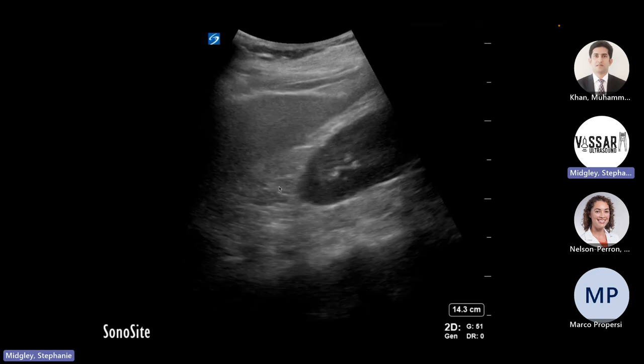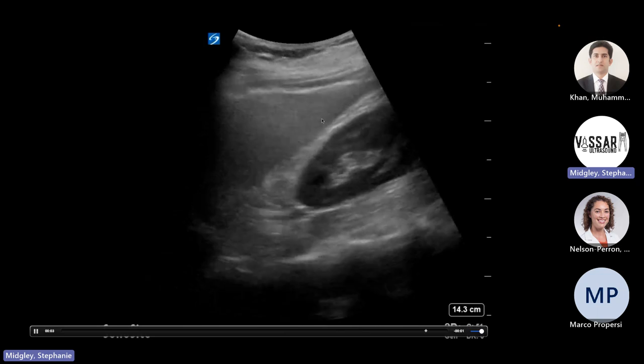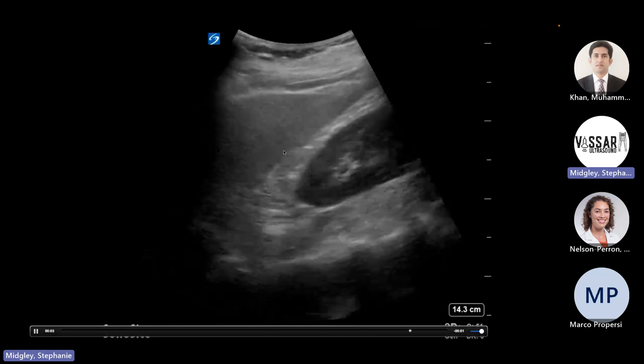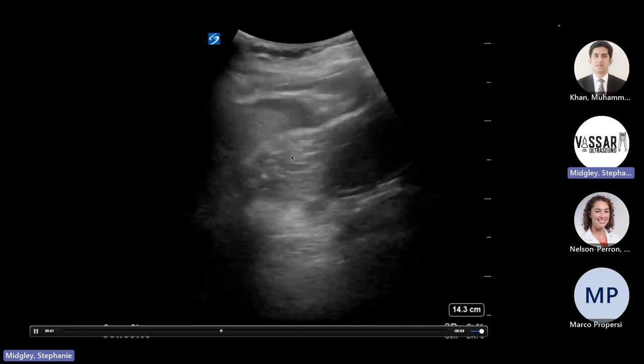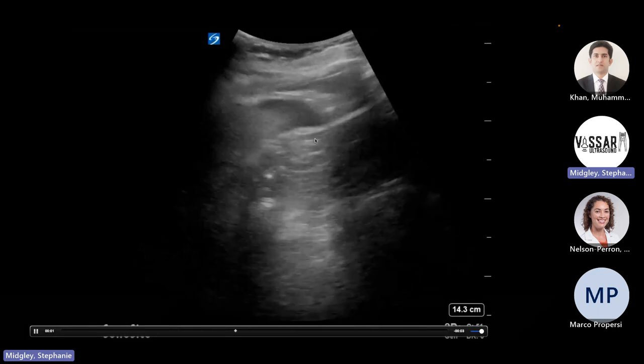And then sometimes it's really subtle. This one's a little bit overgained. But if you notice that very inferior tip right there, there's some free fluid. And then right there, you can see it too. So this is positive, even though it's little. This was a ruptured ectopic.